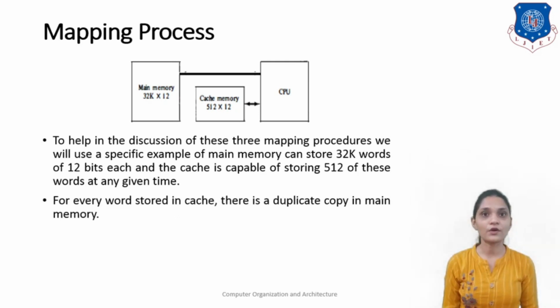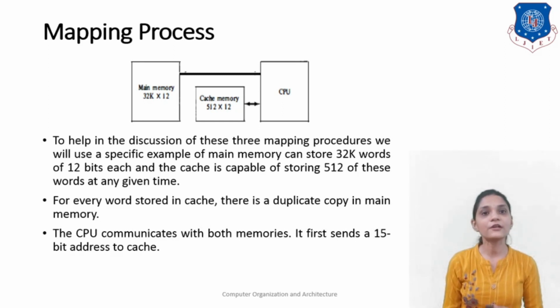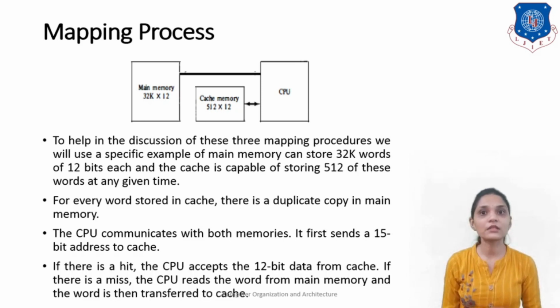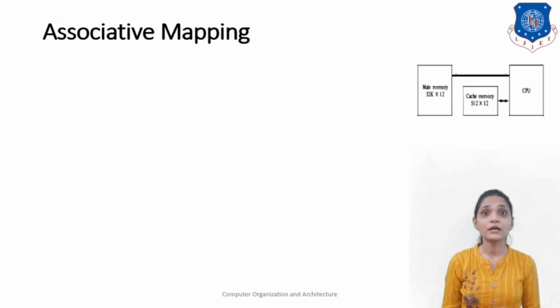For each and every word stored in the cache, there is a duplicate copy in the main memory. And the CPU communicates with both of these memories. It first sends a 15-bit address to the cache. If there is a hit, the CPU accepts the 12-bit data from that cache. If there is a miss, the CPU reads the word from the main memory and the word is then transferred to the cache memory. So let me see how we can use this associative mapping.